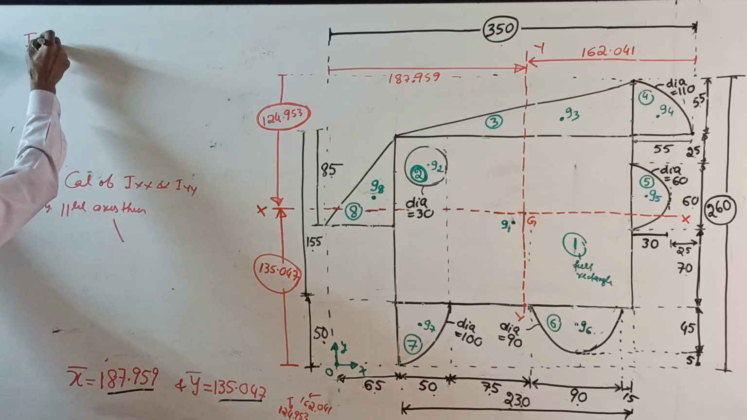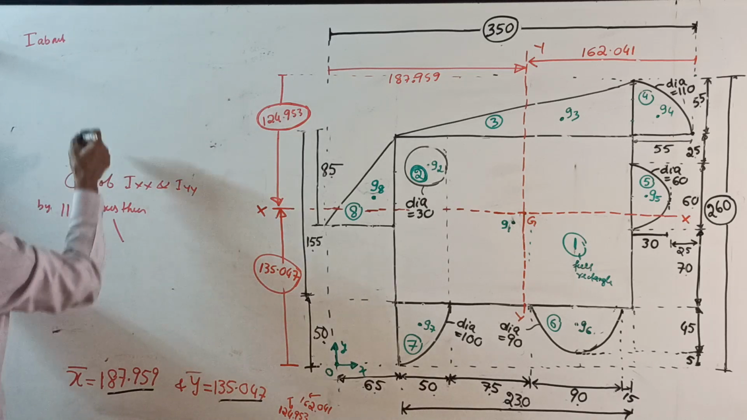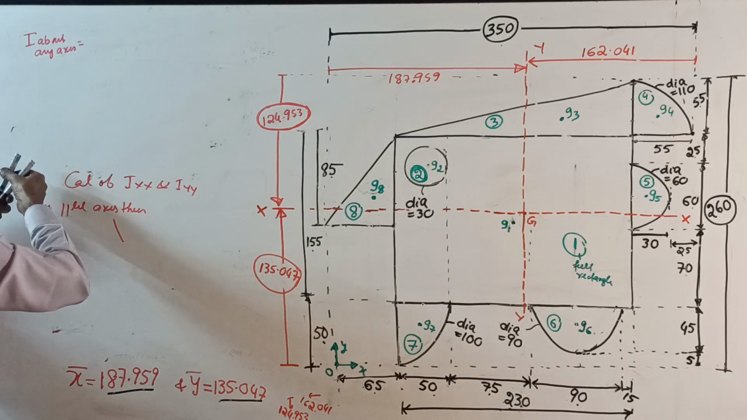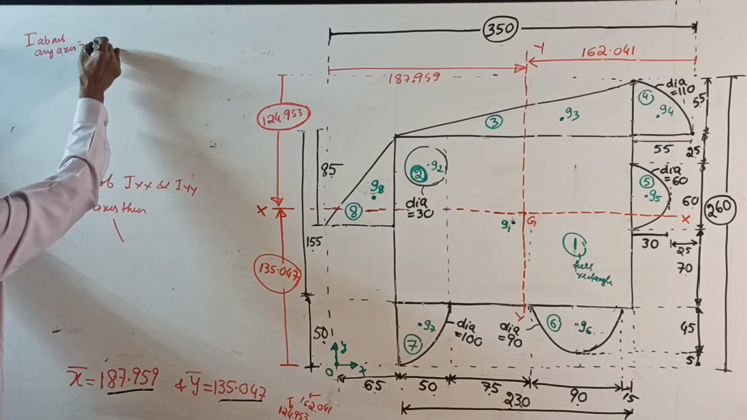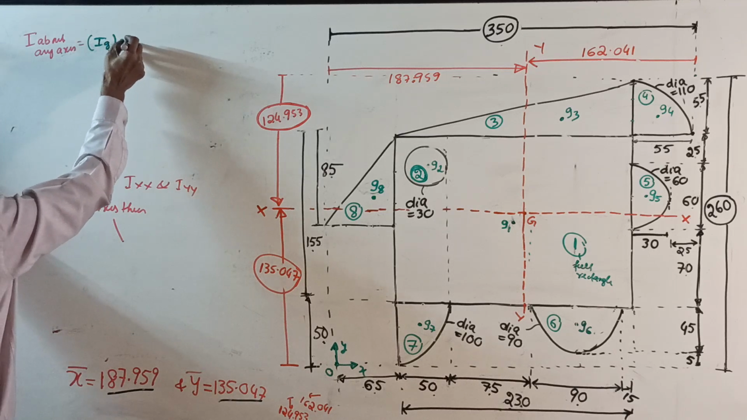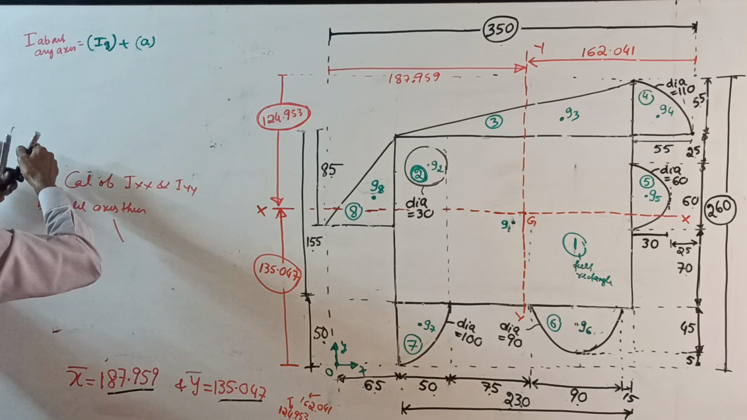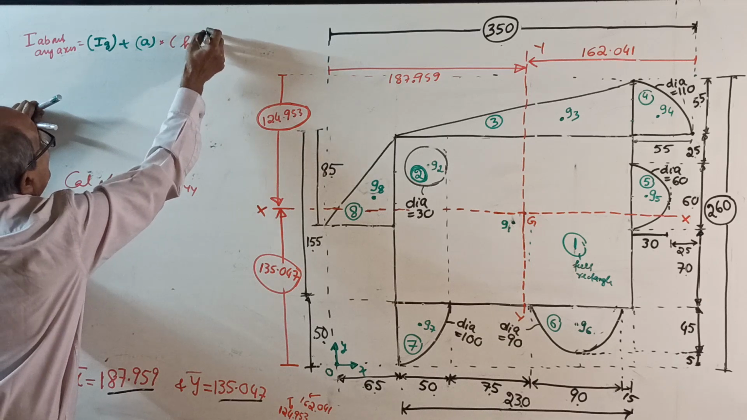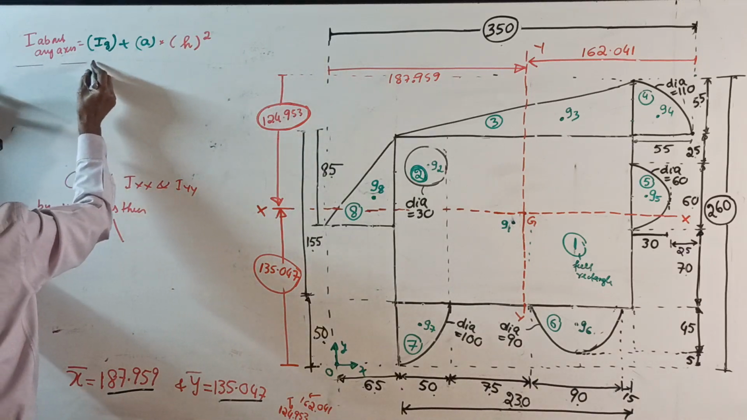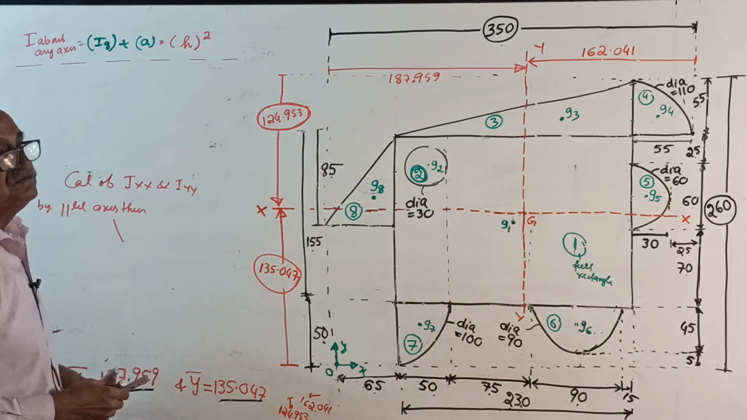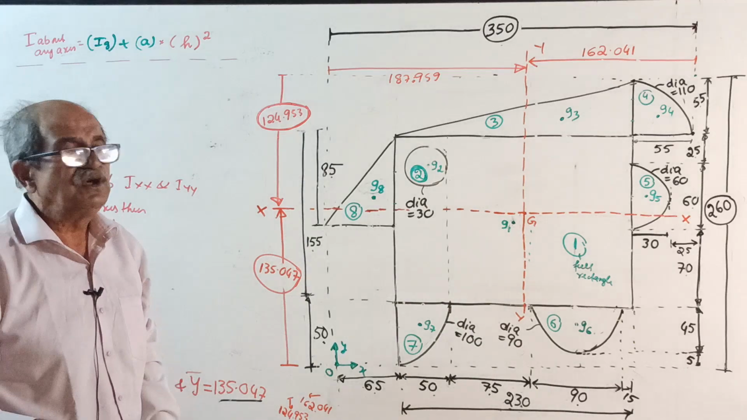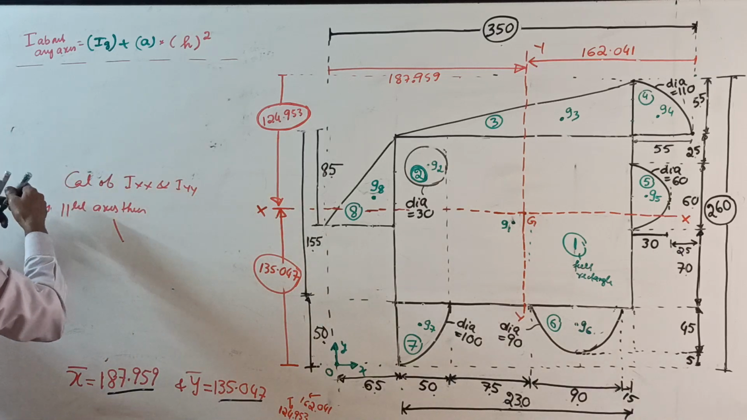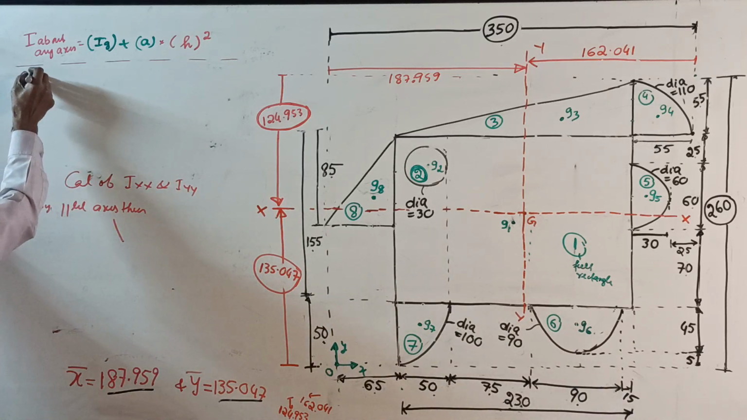I about any axis equals, someone will say, sir, you are telling this 1,000 times. Yes, I_G plus A into h square. Today, see, this is a very lengthy question. If I write everything in front of you, class will become very long. So I will write here, first the calculation of Ixx.